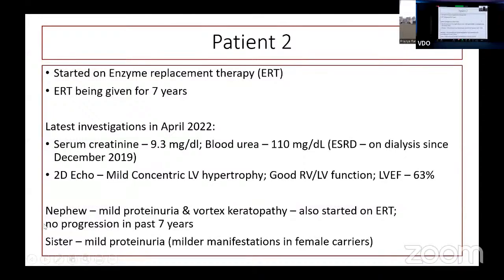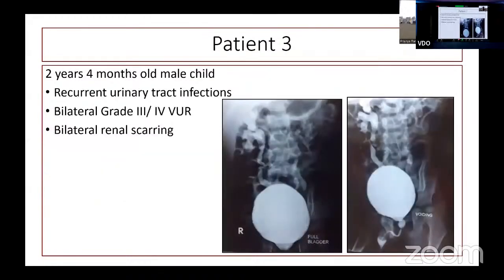The sister, this boy's mother and the sister of the proband, also has mild proteinuria. And we know that milder manifestations of Fabry disease and many other X-linked disorders can happen in female carriers, and sometimes they can have more severe manifestations as well. So we should not assume that they're just female carriers and not evaluate them at all. They should also be appropriately evaluated and kept under follow-up.